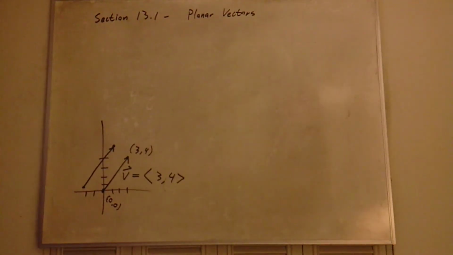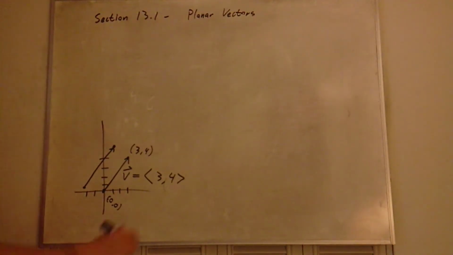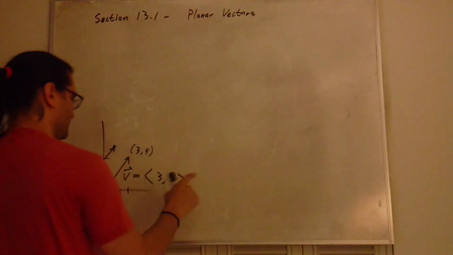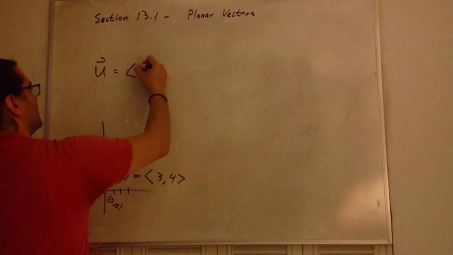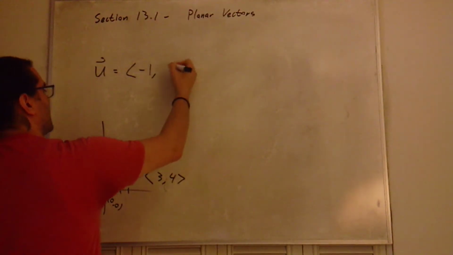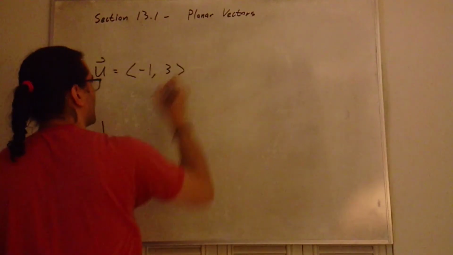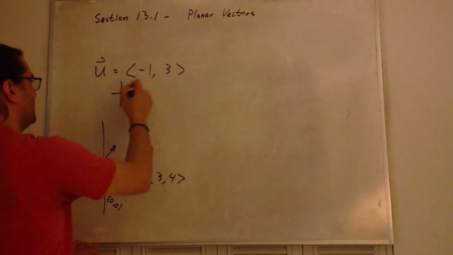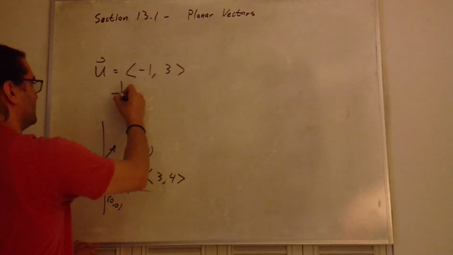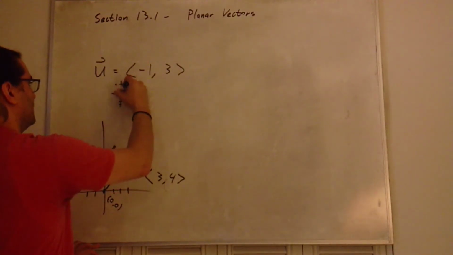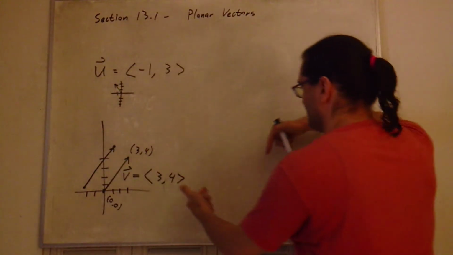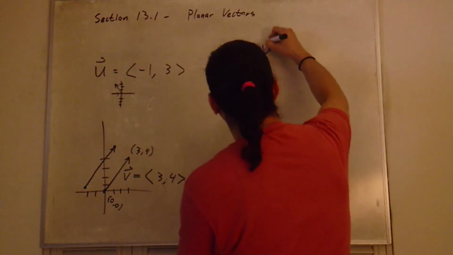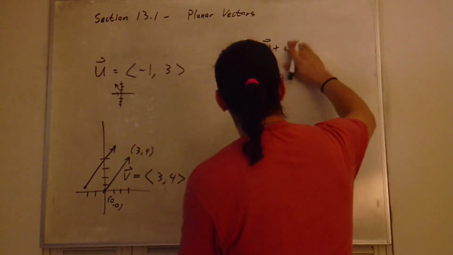The two standard issue vector names that get used the most are u and v, so let's come up with a u vector. I'm going to leave v as 3 comma 4. I want u to be negative 1 comma 3. So as a position vector, this would take us back 1 and up 3. So that's u as a position vector. And we can do things like add these. We can talk about the vector u plus v.